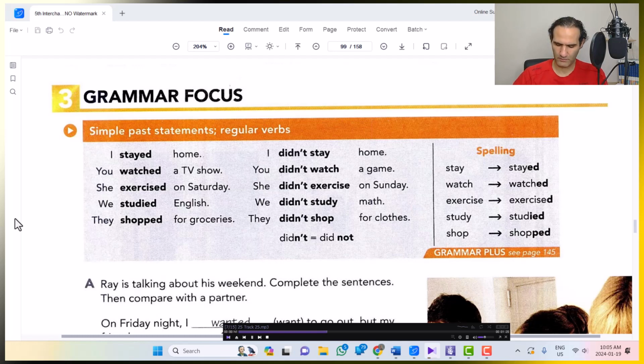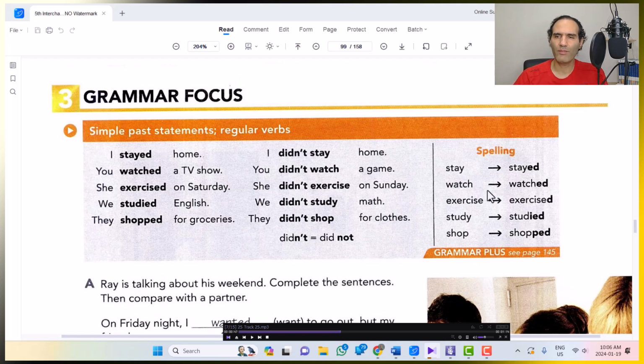And they shopped for groceries. So the verb shop comes with the preposition for. Shop for something. It means they bought groceries. They bought groceries or they shopped for groceries. The question: did they shop for groceries? Yes, they did. They didn't shop for clothes. Okay? Did not, and the contracted form didn't.